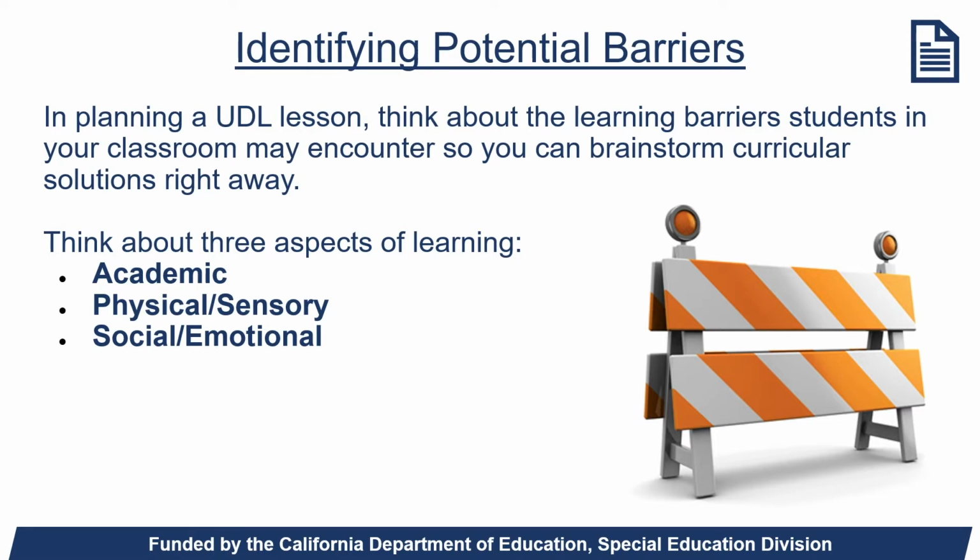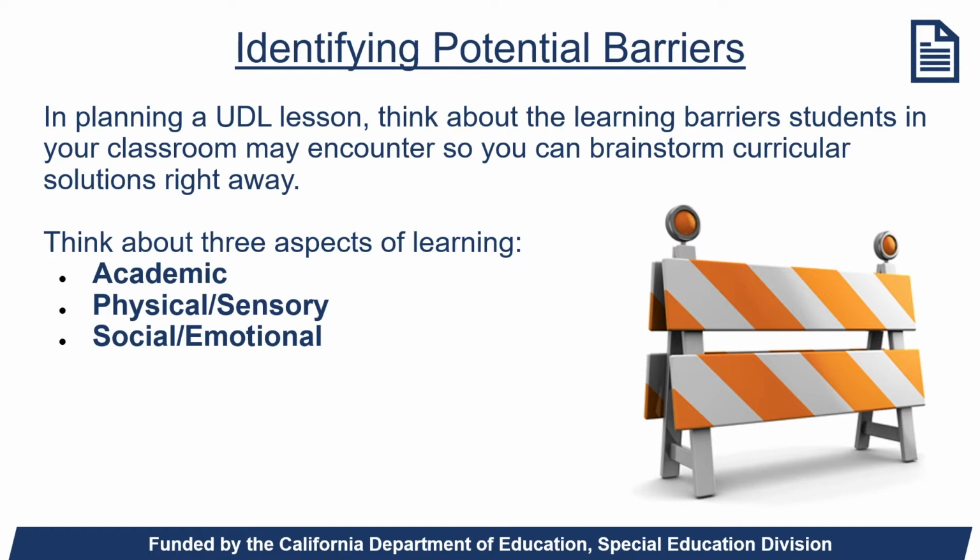You may want to think about 3 aspects of learning barriers: academic, physical or sensory, or social emotional. To start this process, refer back to module number 1 when we discuss student identities. Then list out the various identities and learner variability amongst your specific students. Go ahead and take some time to list student identities and learner variability now. Then jot down any potential learning barriers that might exist for your students.